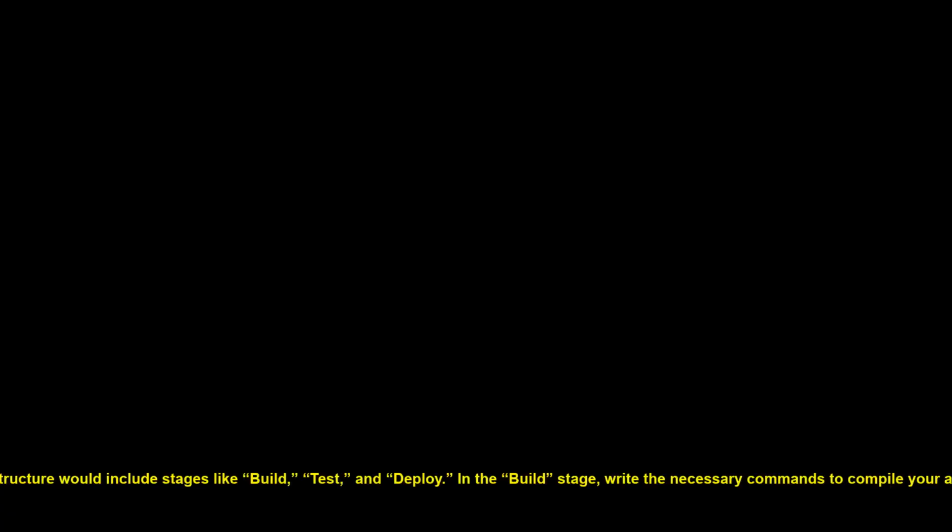In the build stage, write the necessary commands to compile. In the test stage, include commands to run your tests and validate your application. In the deploy stage, utilize docker push to push your Docker image to the registry. Make sure to also add error handling to catch any issues during the pipeline execution. Once you have defined all the stages and commands, click Save to store your changes.